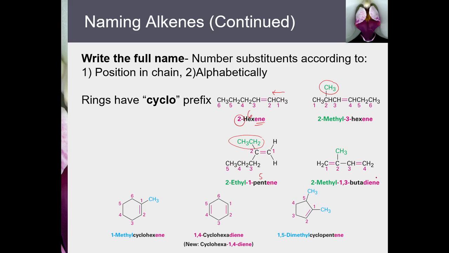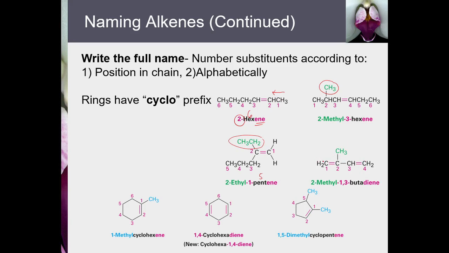Now this is a case where you have two double bonds. If more than one double bond is present, you will indicate the position of each and use suffixes like "-diene" if there are two double bonds. For "-triene", you will see three double bonds in your organic compound. So here, what will be the naming?